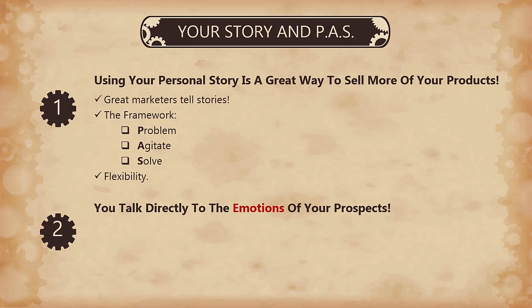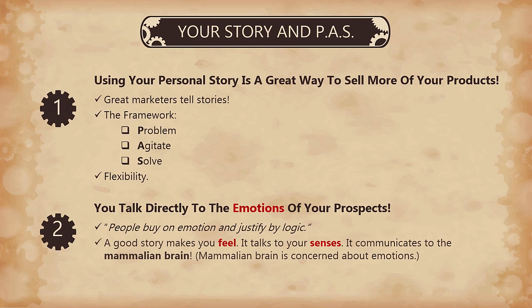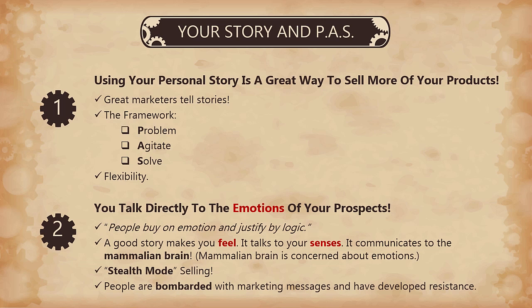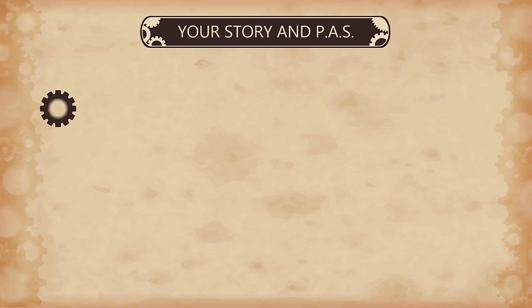Remember the phrase, people buy on emotion and then they justify with logic. That's what a good story does. It makes you feel, it talks to your senses, it communicates to the mammalian brain. And this is what I call selling in stealth mode. That's the opposite of a hard sales pitch. People are bombarded with marketing messages and offers all day long. Our prospects have developed resistance to salespeople and hard selling. Through your story, you're building an emotional connection with your prospects and they will choose to buy your products instead of the competitors'.